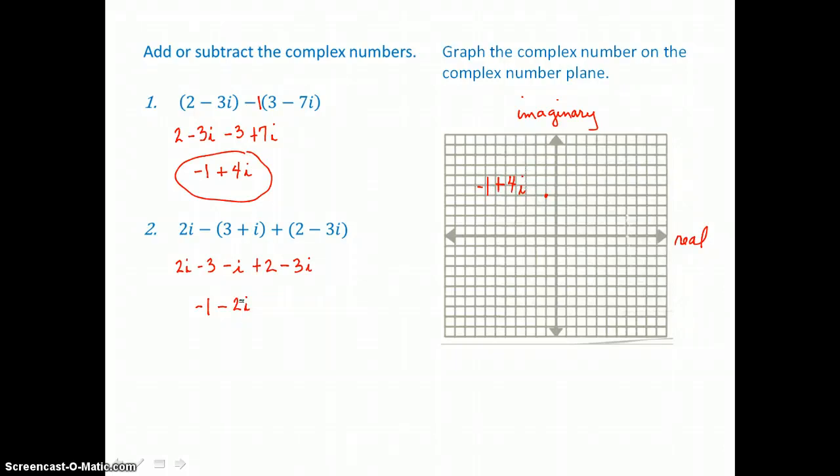Okay, graph the second complex number here that we got as a solution, negative 1 minus 2i. So again, I'll start at the origin. I'll go 1 unit to the left and 2 units down. This is negative 1 minus 2i.